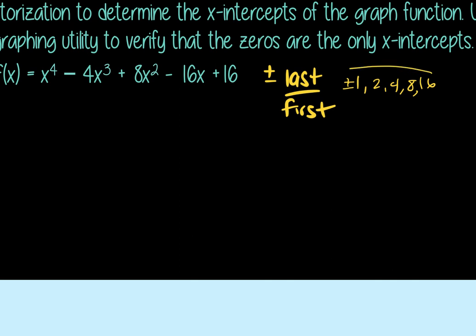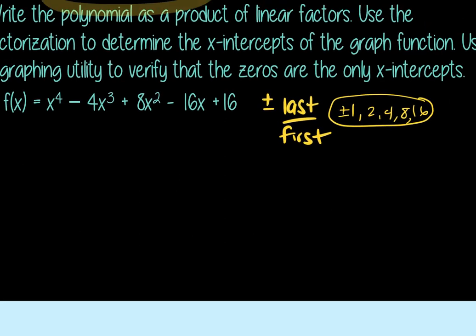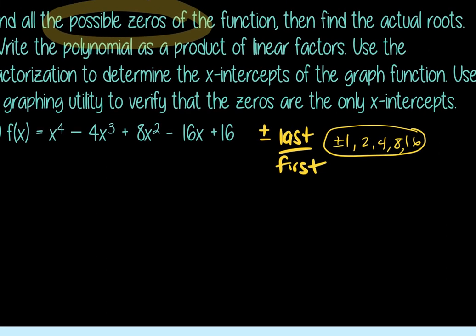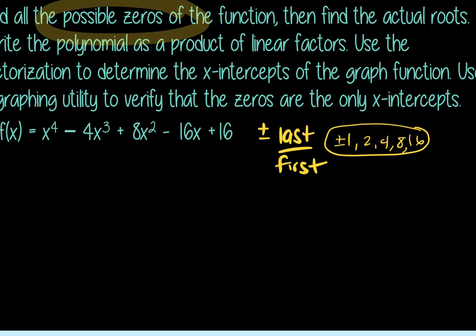Okay, here's my possible bank, right? Now, how do I find actuals? I'm not going to have a calculator, so how do I find actuals? Synthetic division, okay? Yes, so fun. Well, how could I eliminate some? What are the tools we used?